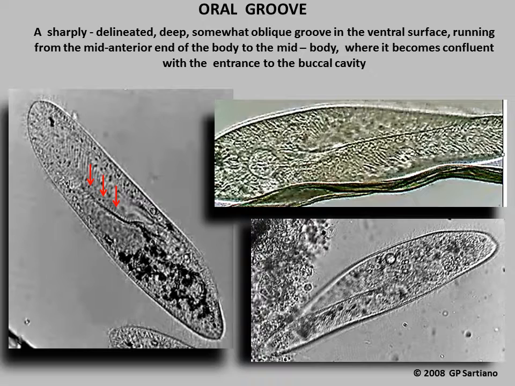The paramecium has a remarkable incurved groove on its ventral surface. It is deep, somewhat oblique, and runs from the mid-anterior end of the body to the mid-body, where it becomes confluent with the entrance to the buccal cavity. It is known as the oral groove.